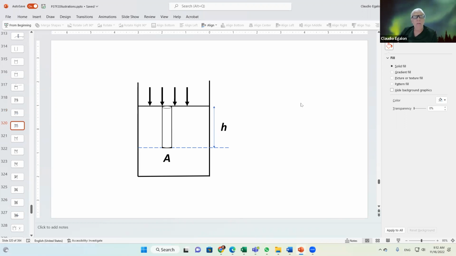And we did a derivation for the pressure due to this column of water, and we found out that the pressure goes up linearly with the depth.